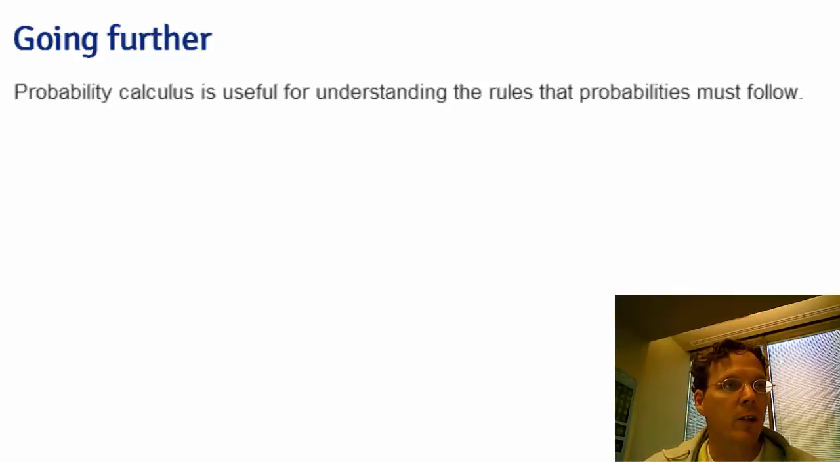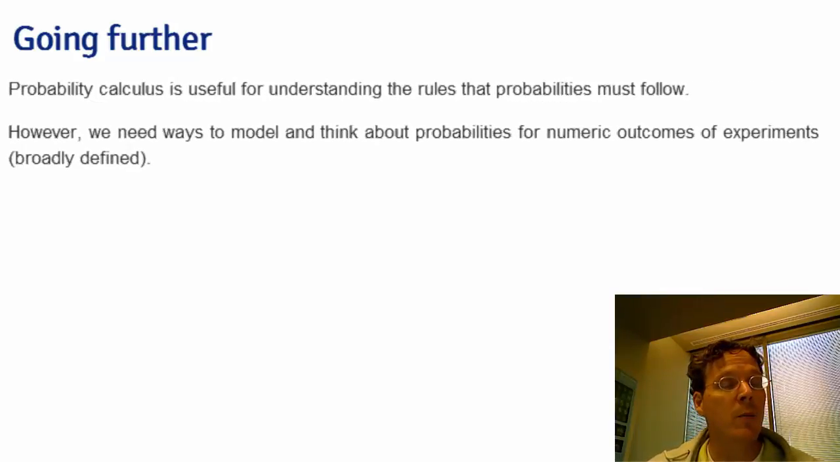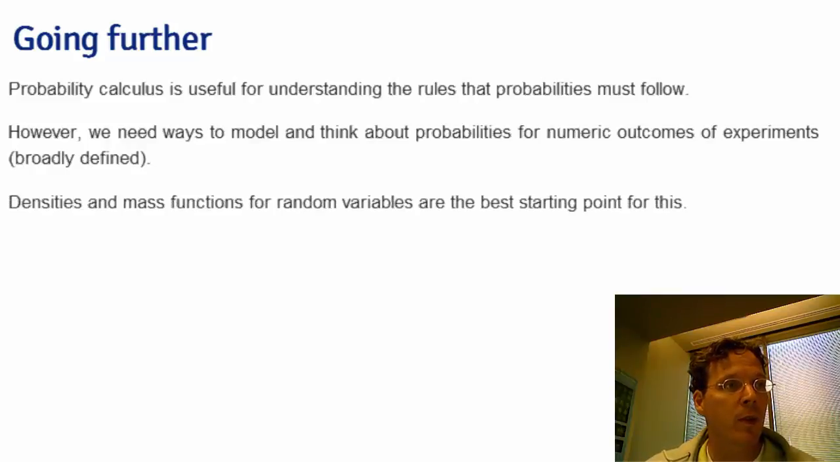So probability calculus is useful for understanding the rules that probability must follow and forms the foundation for all thinking on probability. However, we need something that's a bit easier to work with for numeric outcomes of experiments, where here I'm using the word experiment in a broad sense. So densities and mass functions for random variables are the best starting point for this, and this is all we will need. Probably the most famous example of a density is the so-called bell curve.